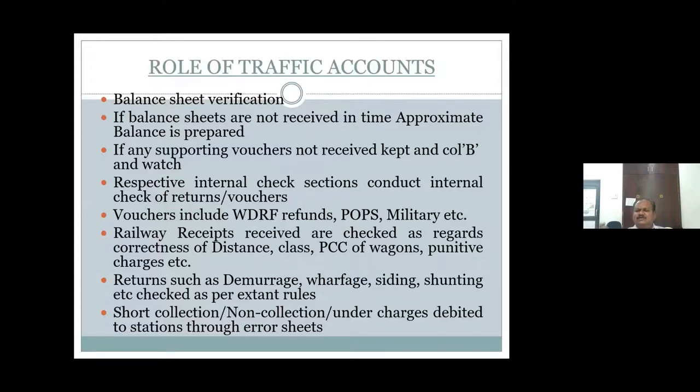There is one POPS, payer compensation tree, book. Through that they will have to withdraw, and send a copy to the traffic accounts office as token of taking the cash from the station. Railway receipts are received and checked. The railway receipts are issued towards generation of the invoices and also parcel drop. Demurrage wharfage returns are being checked. If any non-collection or shortage is there, or rules are not being followed, they are conveyed to the stations through the error sheet.